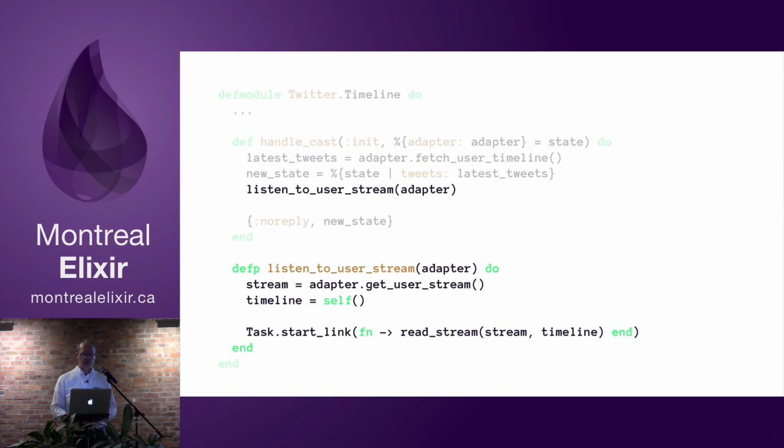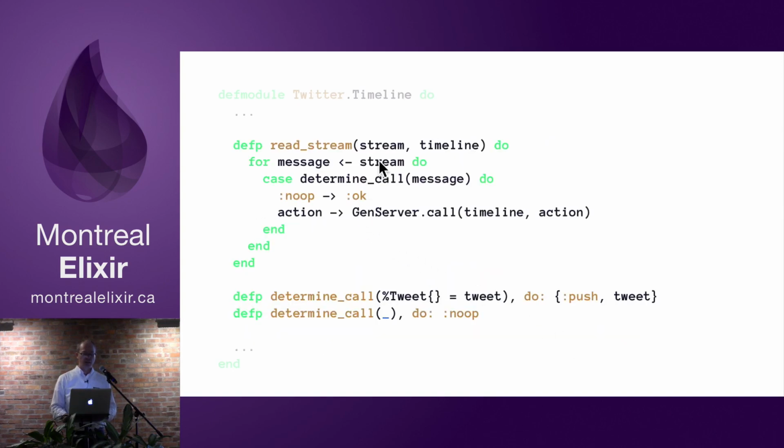So what is this? So we're getting a stream, a timeline, and then we have a for loop. This is called a comprehension in Elixir. So in the stream, for each message, it calls a function, determine call message, and based on the result of that function, if it's a no op, yeah, it's okay, we don't do anything. But if we do get an action, we'll send the action to the gen server, the timeline. So what can be the action? Well, for now, if we do get a new tweet, we're just gonna send this to the gen server, the timeline, push tweet.